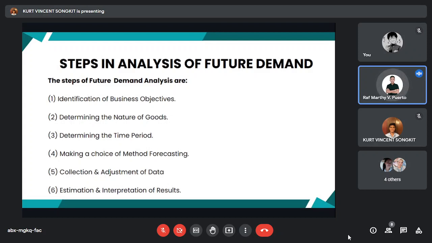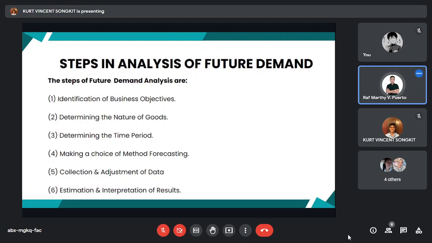So demand forecasting, or the analysis of future demand, should have a clear purpose. The evaluation of factors like composition and quantity of demand for goods, cost to be quoted, sales planning, and inventory control, etc., should be done in the identification stage. So first, you have to identify your business objectives so that the flow of the process for the analysis of your future demands will be easy.